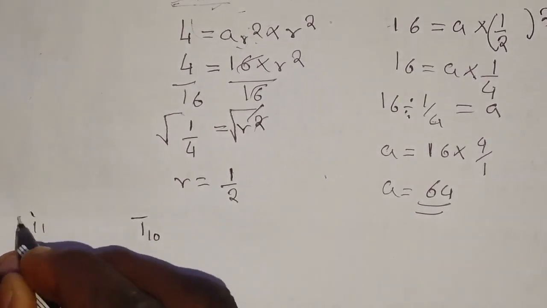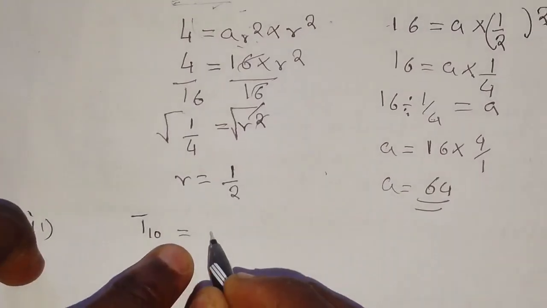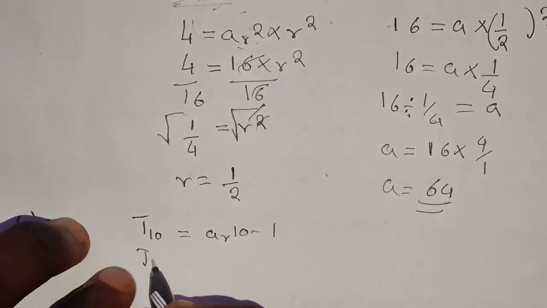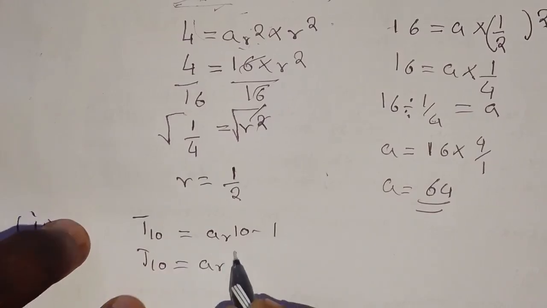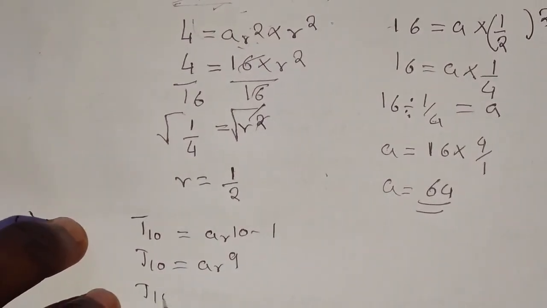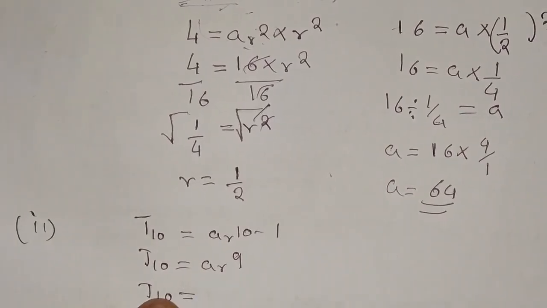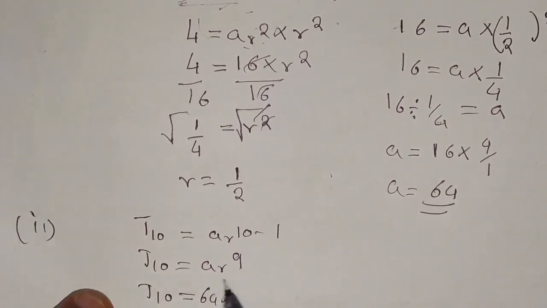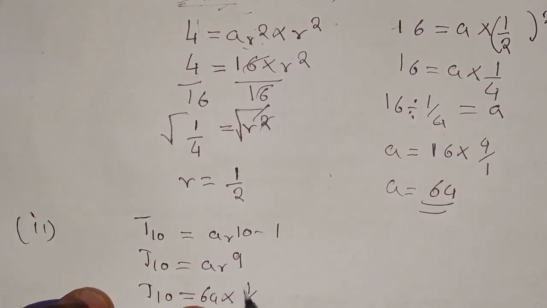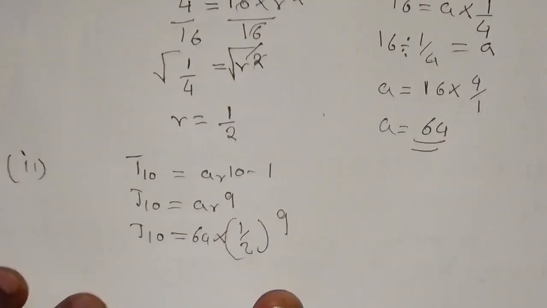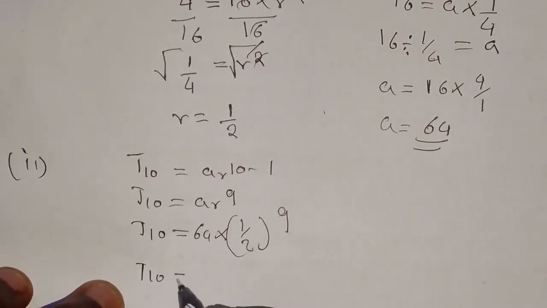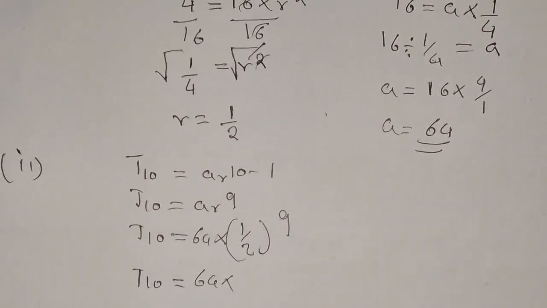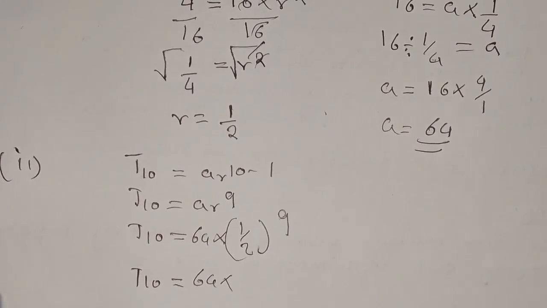Okay, so this is 2. T10 is equals to a r to the power 10 minus 1. So T10 is equals to a r to the power 9. T10 is equals to our a, it's 64. We found our a to be 64, multiplied by our r, which is 1 over 2 to the power 9. Okay, so T10, which is the 10th term, is equals to 64 times, so you just do 0.5 on your calculator to the power 9.